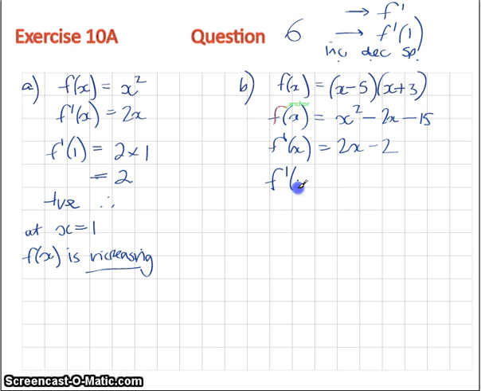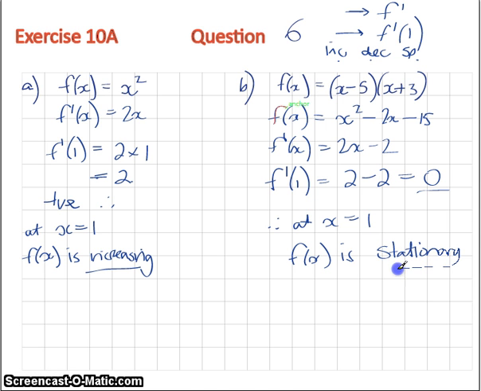I evaluate that then at the point 1, and I'm going to get 2 minus 2, which is 0. Therefore, at this point, f of x is stationary. It's not increasing, and it's not decreasing.